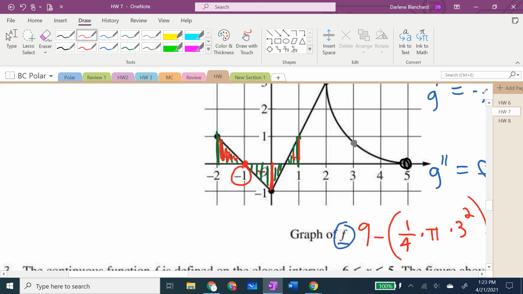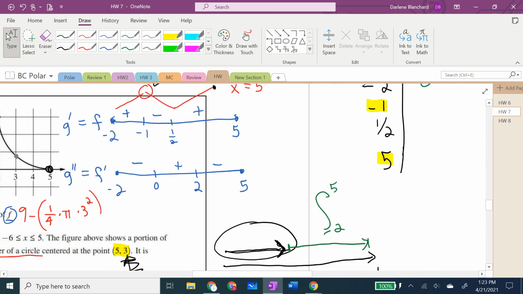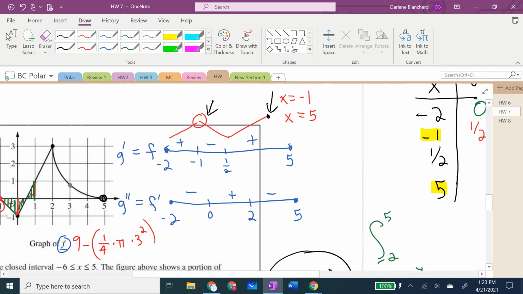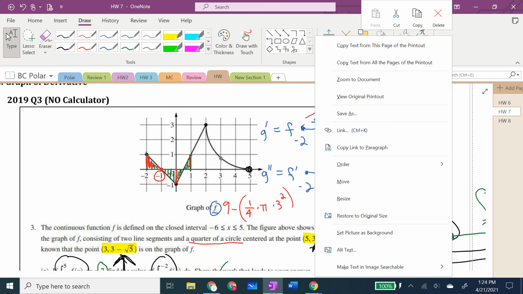So I am just looking at that area. That's a 1 by 1 triangle. That area is 1/2.